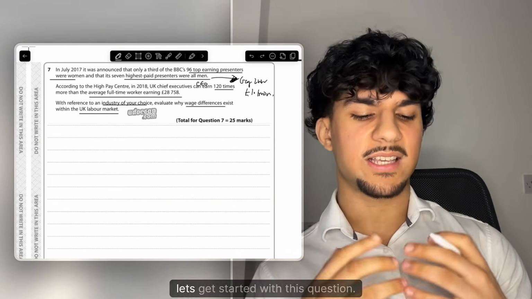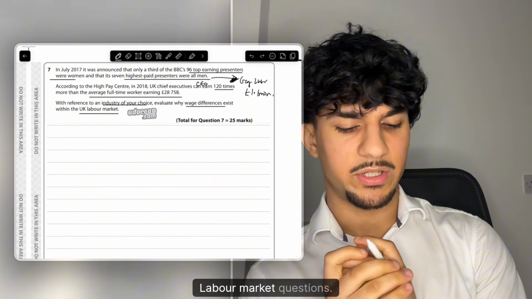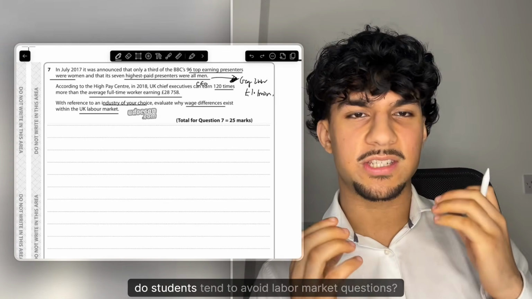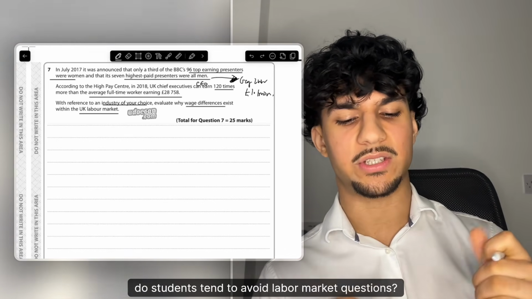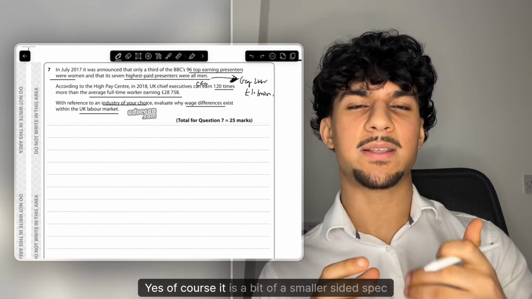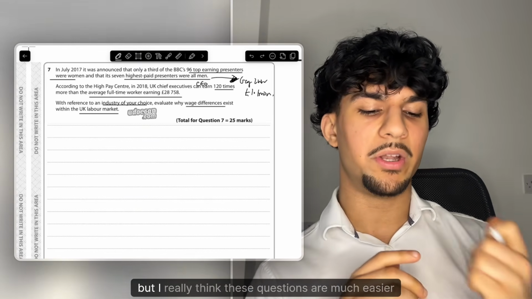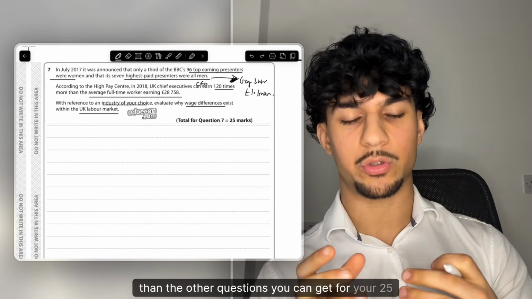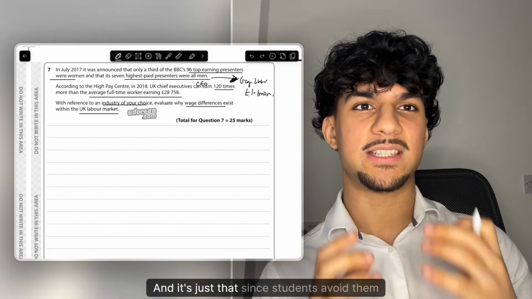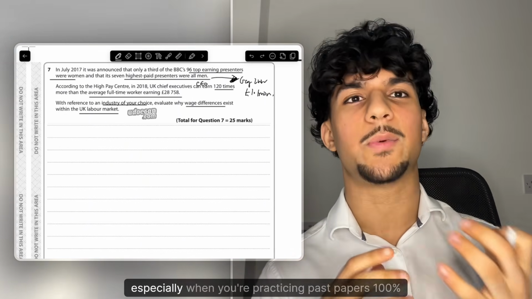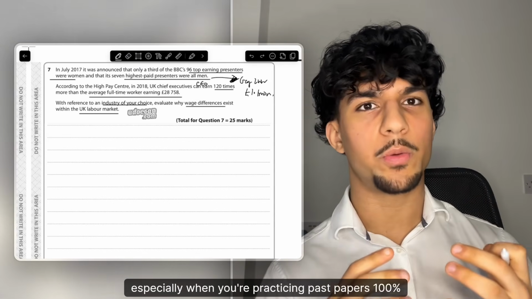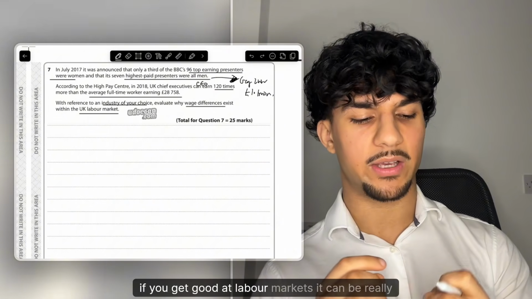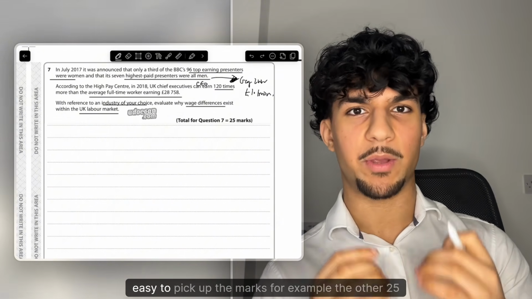Labour market question. Let's get started with this question. Labour market questions, in my own experience, and even through the exam statistics, students tend to avoid labour market questions. That is because, yes, of course, it is a bit of the smaller side of the spec, but I really think these questions are much easier than the other questions you can get for your 25-mark question. It's just that since students avoid them, and especially when you're practicing past papers, 100% make sure you do the labour market questions, since if you get good at labour markets, it can be really easy to pick up the marks.